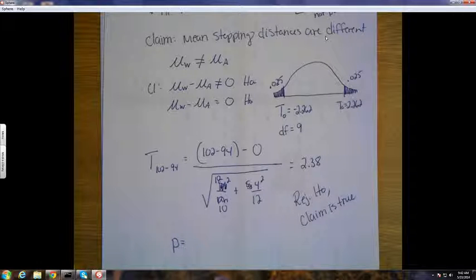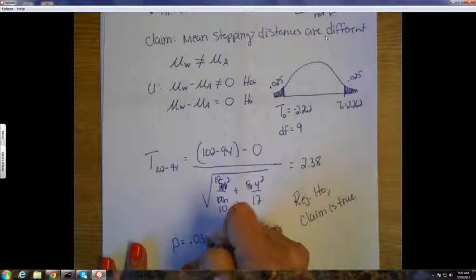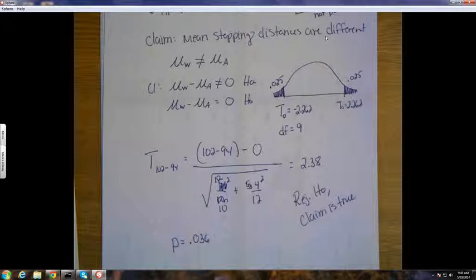What's our Ha? Oh, not equal to? Pooled, yes or no? No. Calculate. The p came out .036. I don't care about any of those other numbers on there, just the p. .036.